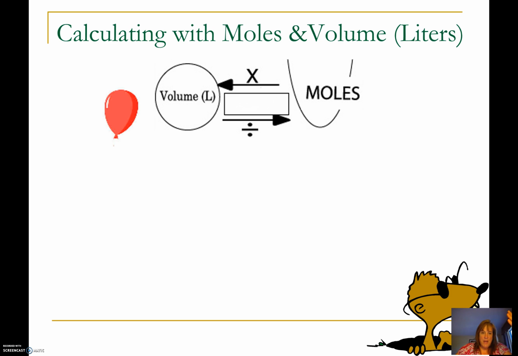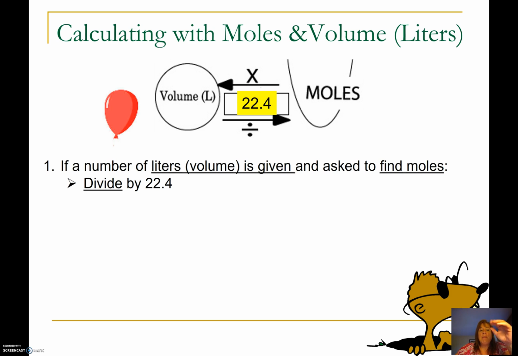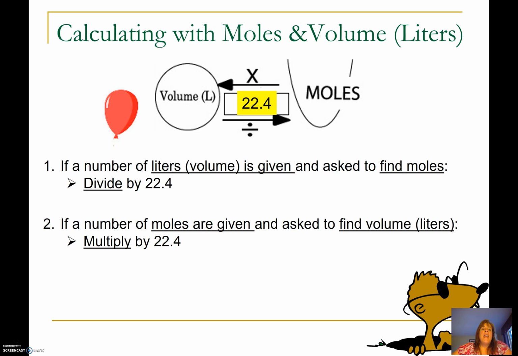Now, going back to the front page of your packet, we have the last little box for volume. And so I want you to fill in that box with 22.4. Because anytime I'm given some number of liters and I'm asked to find moles, I'm going to divide. Remember, anytime we're given something else and we're finding moles, we divide by some number. So we're going to divide by 22.4 when it's liters. And if I'm given moles, then I'm going to multiply. And if I'm asked to find volume, then I multiply by 22.4.